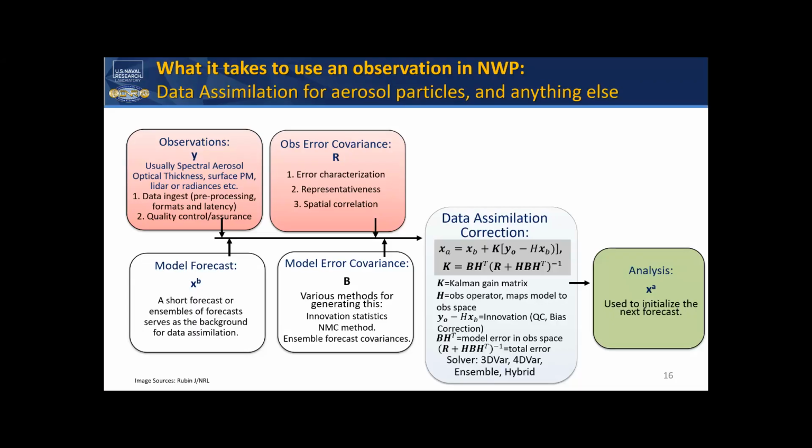At the same time, you've got your model forecast, and your model also has an error covariance. And then you have data assimilation, which again is basically an error-weighted mean. What you'll hear are words like innovation. Innovation is the difference between the model background and the observations, and then you'll have the corrections. There's a whole bunch of different mathematical solvers to do this.